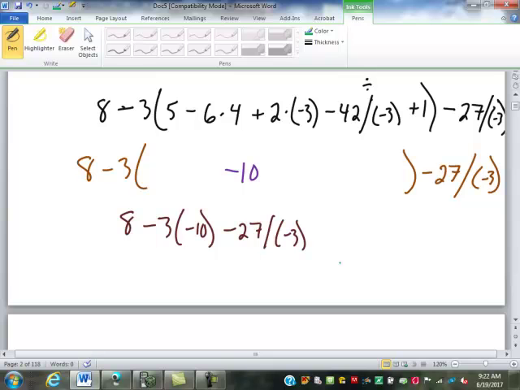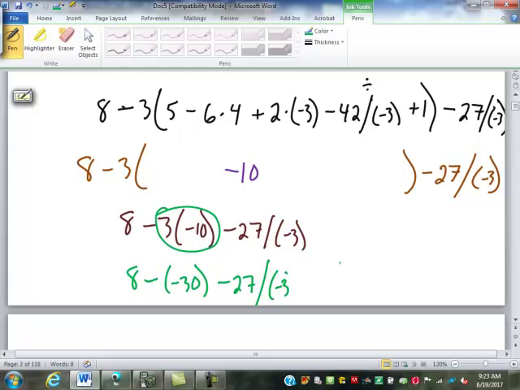Are there any exponents? No. Next level, multiplication or division. There's 2 multiplications. We're going to go left to right. This time I'm going to treat that as subtracting a 3 times a negative 10, just so you can see what happens. Minus 3 times a negative 10 is a negative 30. So you can see where I ended up there is with a minus a negative 30, which is going to be the same as plus a positive 30. So if we had treated that as a negative 3 times a negative 10, it would be a positive 30 there. It would be the same thing.